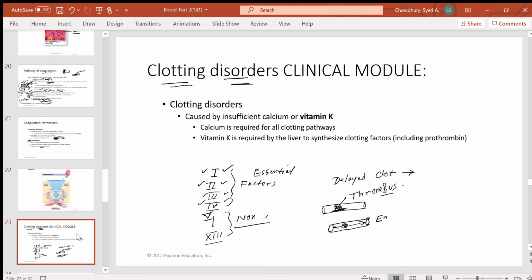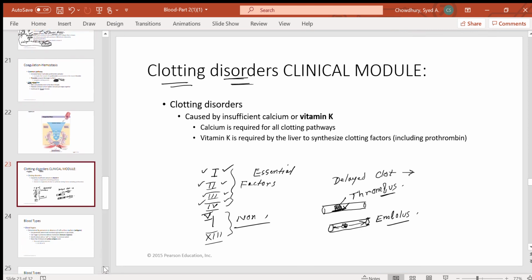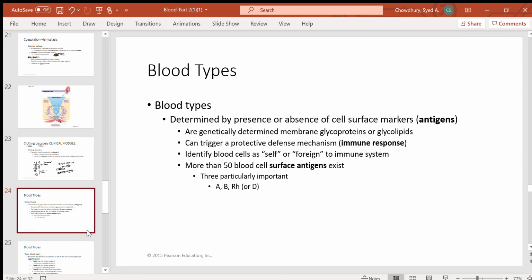This is called embolus. Free floating clot. This is fixed thrombus, and the free floating one is the embolus. So these are some clot disorders. There are more, just remember these few. Okay, the last thing is the blood type.